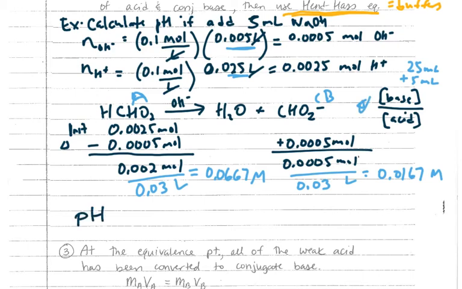So the pH we can now solve for is the pKa plus the log of the concentration of the base over the concentration of the acid. So the pH equals the pKa, which we have to look up.